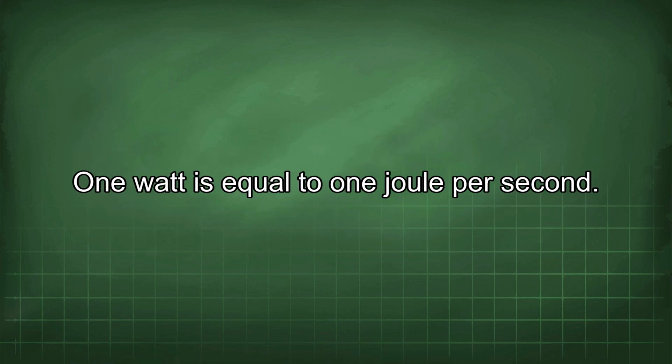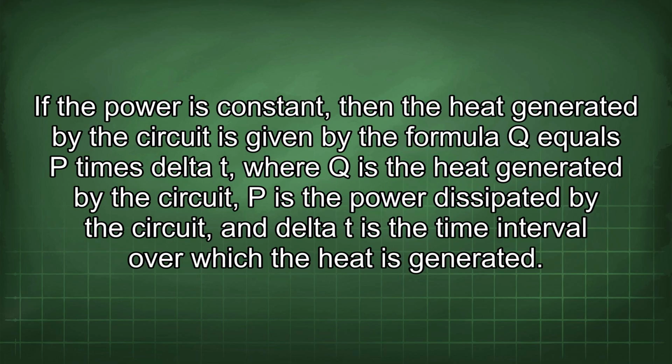1 watt is equal to 1 joule per second. If the power is constant, then the heat generated by the circuit is given by the formula Q equals P times delta T, where Q is the heat generated by the circuit, P is the power dissipated by the circuit, and delta T is the time interval over which the heat is generated.